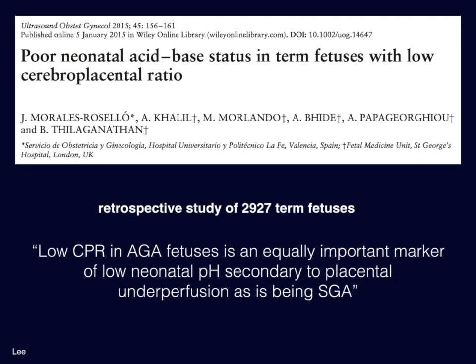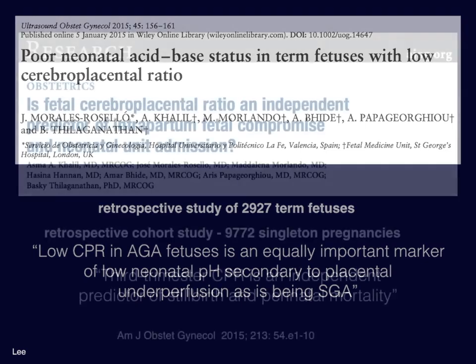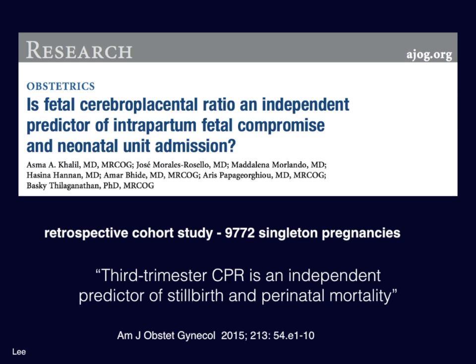Interestingly, the low CPR also appears to predict low neonatal arterial or venous blood pH in AGA fetuses as well. A retrospective cohort study of nearly 10,000 pregnancies examined the umbilical artery pulsatility index, middle cerebral artery pulsatility index, and CPR within 2 weeks of delivery. They found that lower fetal CPR, regardless of the fetal size, was independently associated with a need for operative delivery for presumed fetal compromise and with NICU admission at term.